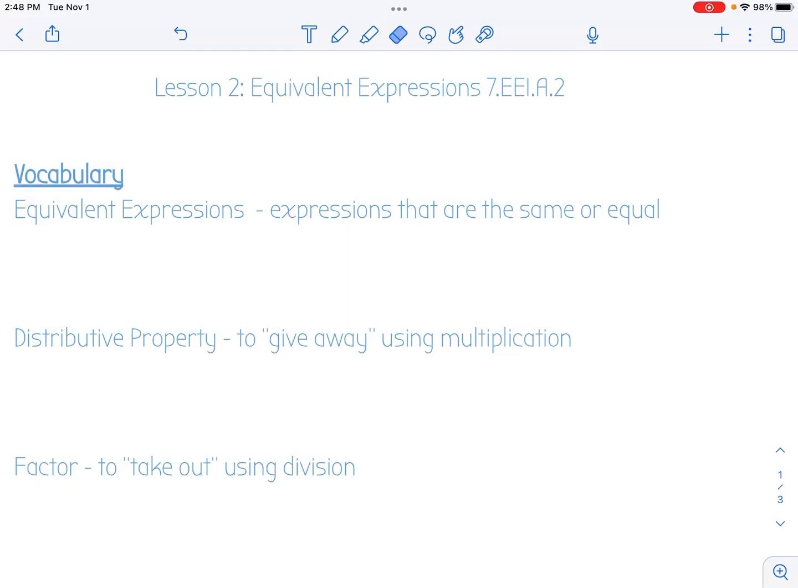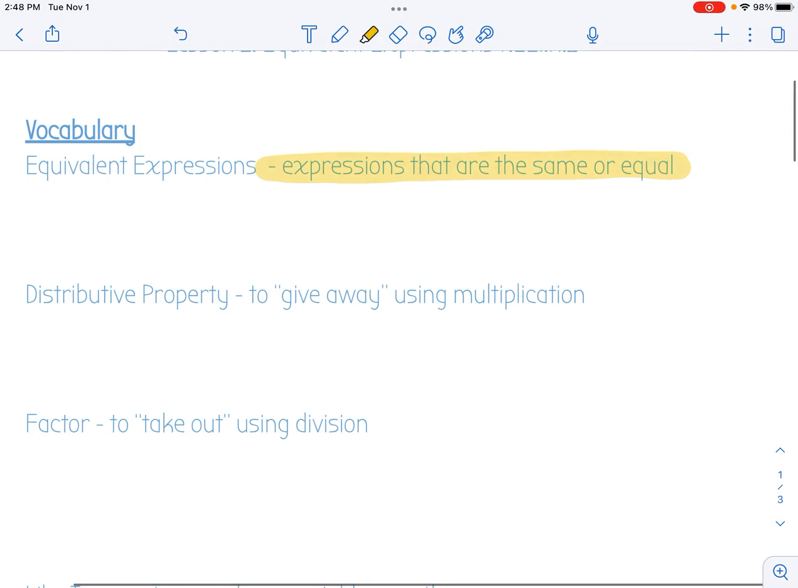In this video, we are going to be talking about equivalent expressions. So first things first, what is an equivalent expression? Equivalent expressions are expressions that are the same or equal. So two or more expressions that are the same or equal.